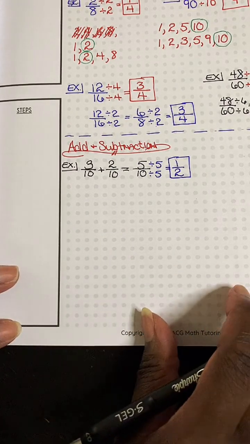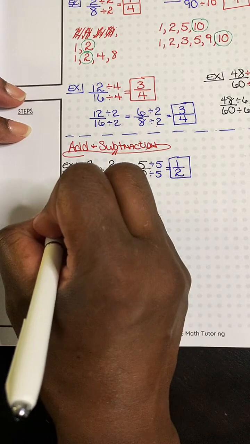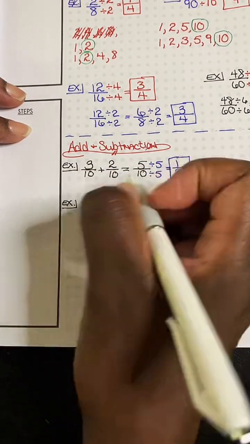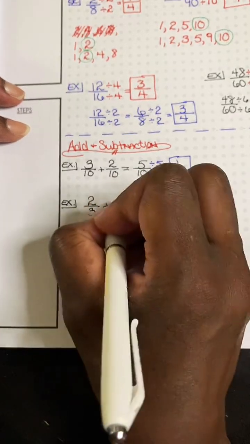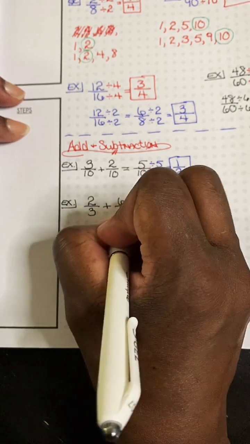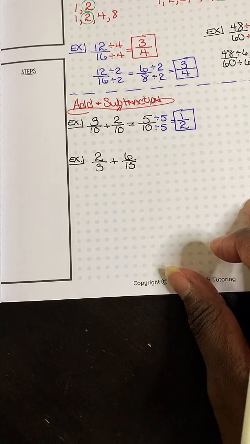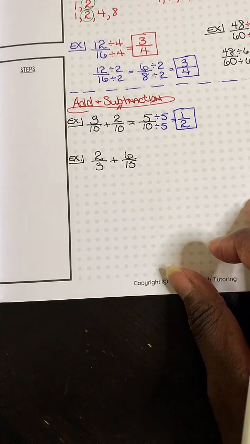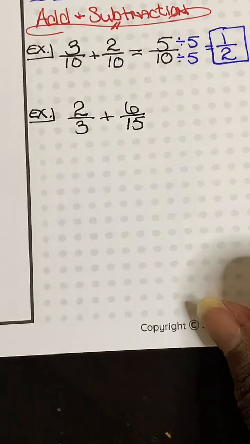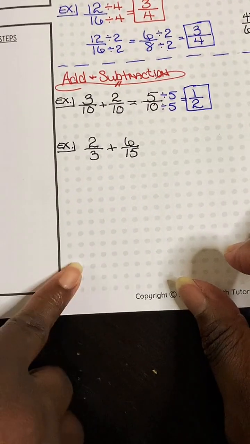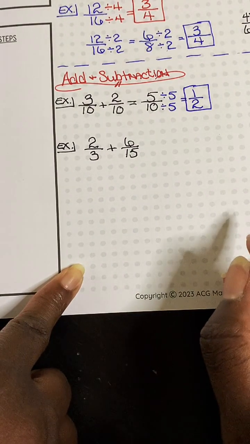But when we don't have a common denominator, we have to make it into a common denominator. So let's take a look at this one. Let's say 2/3 plus 6/15. So when we don't have a common denominator, we need to make them into a common denominator. And we do it through multiplication. Yes, Vic, there we go.